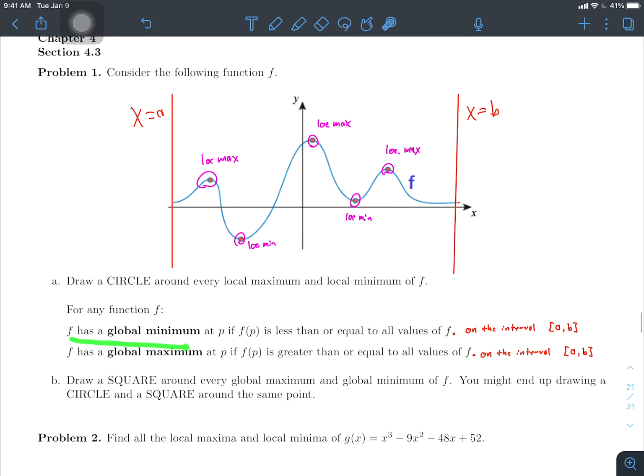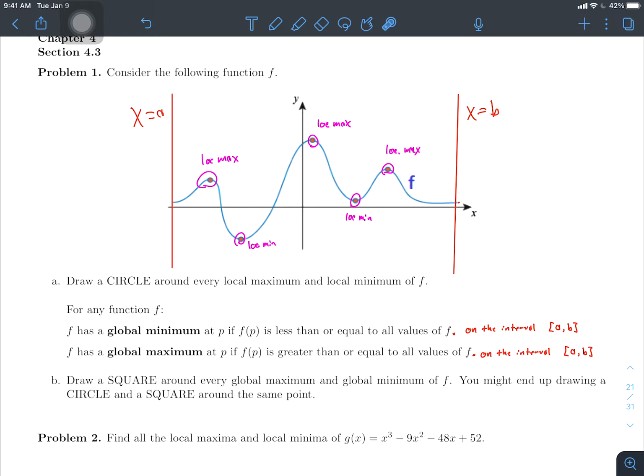Now, the definition of a global minimum is we have a global minimum at the point P if the function is less than or equal to all other values of f on the interval AB. Okay, so whenever we're talking about global mins or global maximums, we will specify the border of where we are going to consider this function. So it needs to be the smallest possible value of the function on the entire interval.